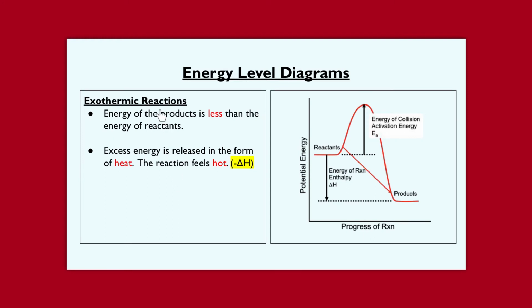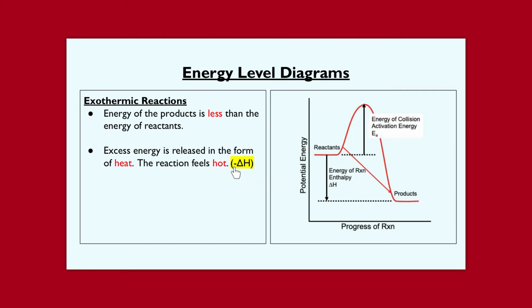Exothermic reactions, as you may remember, are hot. They feel hot, and that's because the system that we have is losing energy. So the energy of the products in an exothermic reaction will always be less than the energy of the reactants. And this difference in energy right here is the energy that leaves the system. So excess energy is released in the form of heat. The reaction feels hot. This delta H or enthalpy value is calculated by taking the energy of the products and subtracting the energy of the reactants.